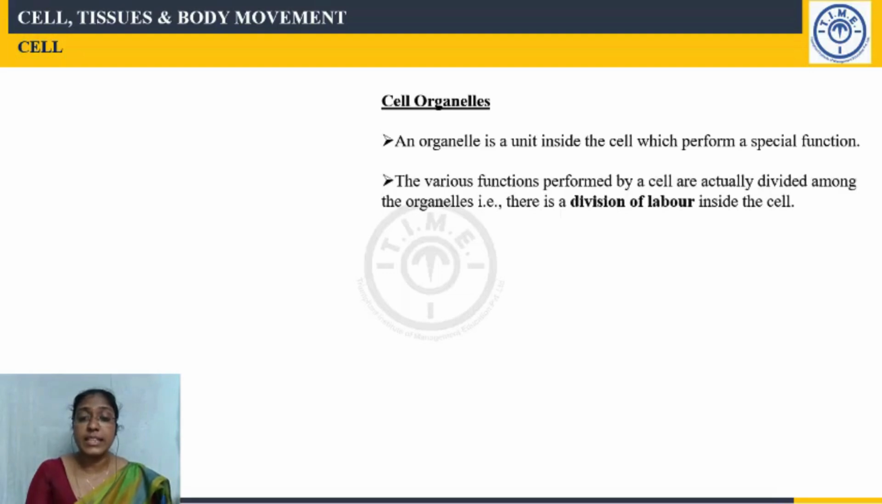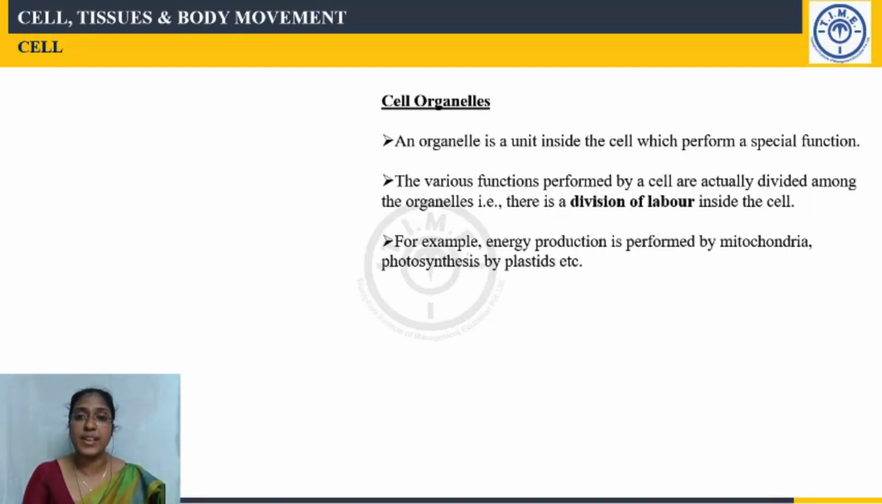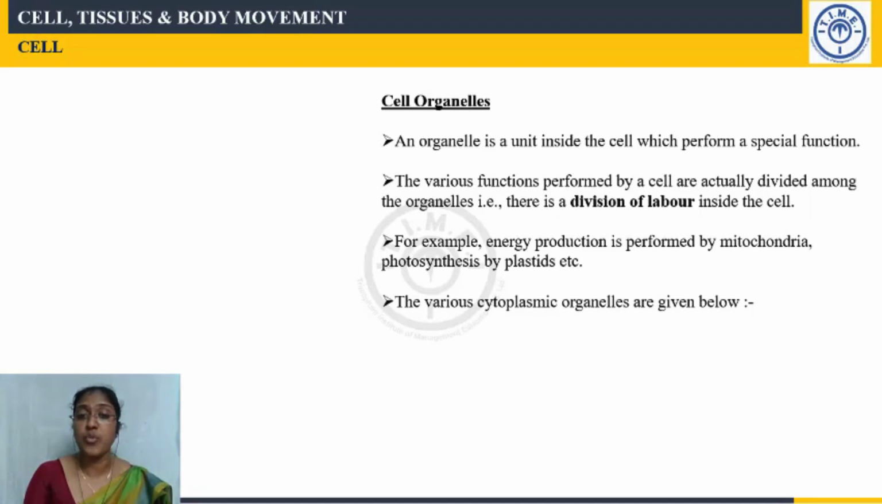The various functions performed by the cell are divided among the organelles. There is a division of labor inside the cell. For example, energy production is the duty of mitochondria, and photosynthesis is performed by plastids. How it performs photosynthesis, we will discuss when we discuss plastids. Then the various cytoplasmic organelles are given below, and we are going to discuss each and every cell organelle in detail.